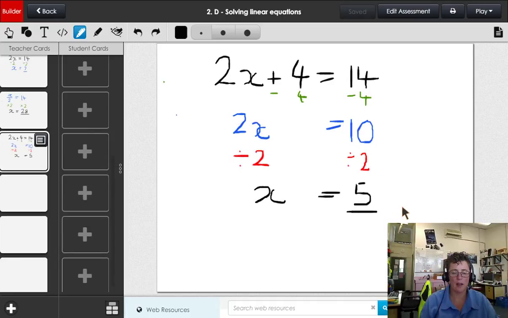So 5 being our answer, we should be able to substitute 5 back into the x in the equation to give us a correct solution. So 2 times x, which is 5. 2 times 5 is 10, plus 4 equals 14. So our equation is correct.